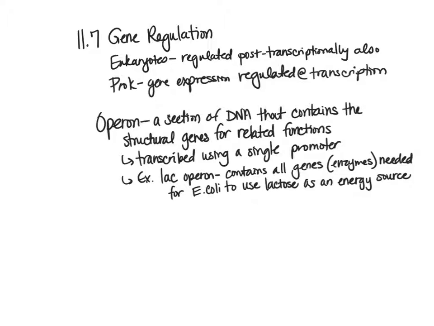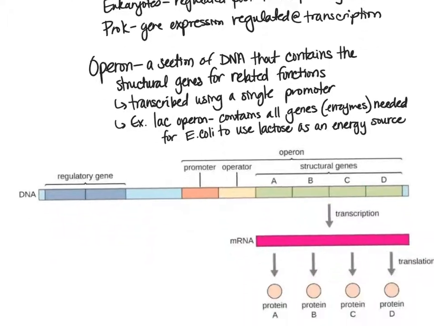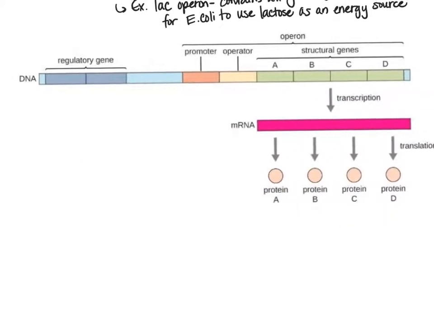An example is called the Lac Operon, and that's one that you should be very familiar with. We're going to go through it. The Lac Operon contains all genes that are needed for utilizing lactose as an energy source. We see this in E. coli, but this Lac Operon is a very widely studied and important operon. All right, so let's take a closer look at this Lac Operon.